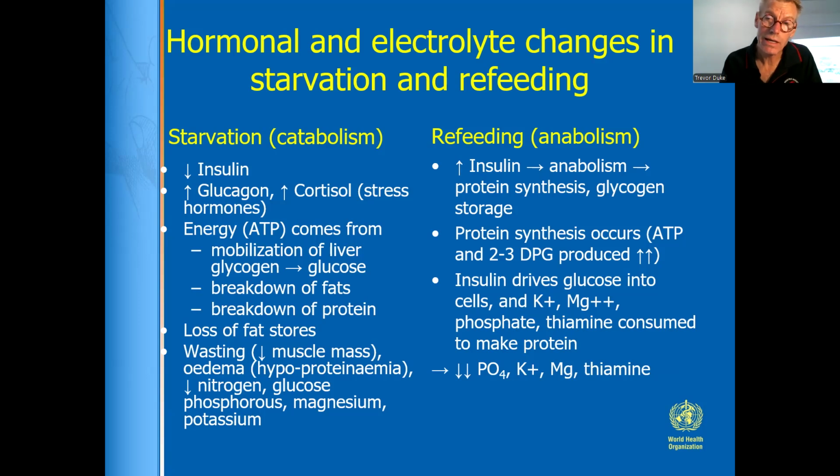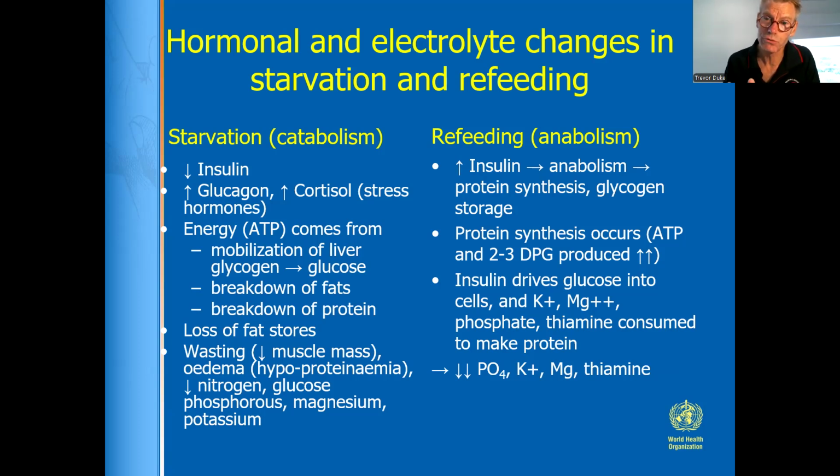That's important, and when you give a carbohydrate source, when you give a protein source and nutrition calories to a child, their insulin levels will go up. And that leads to anabolism or protein synthesis. They start making proteins again, building up muscle, etc. And it leads to glycogen storage. The glucose gets stored in the liver.